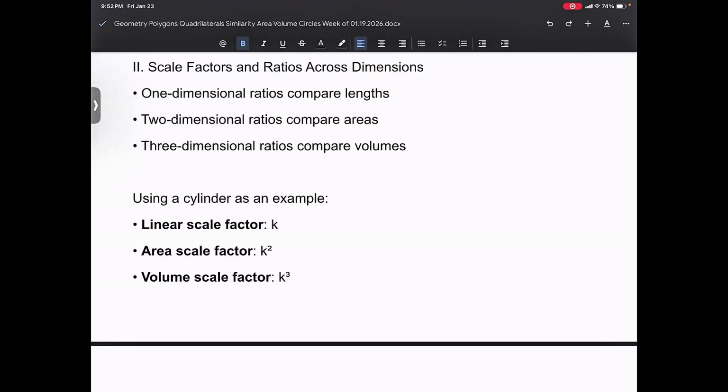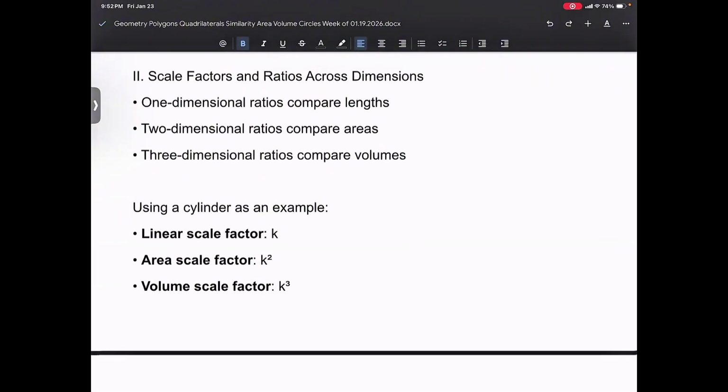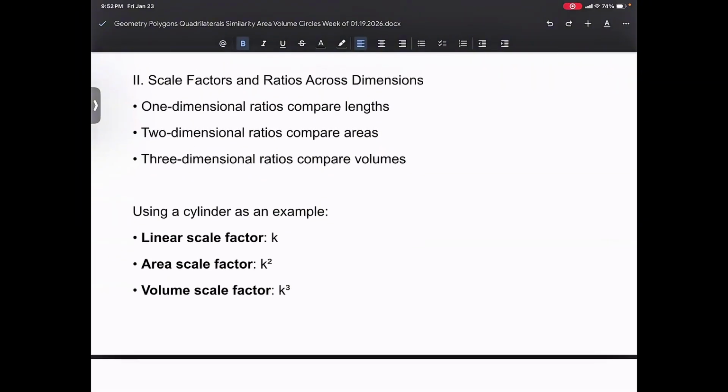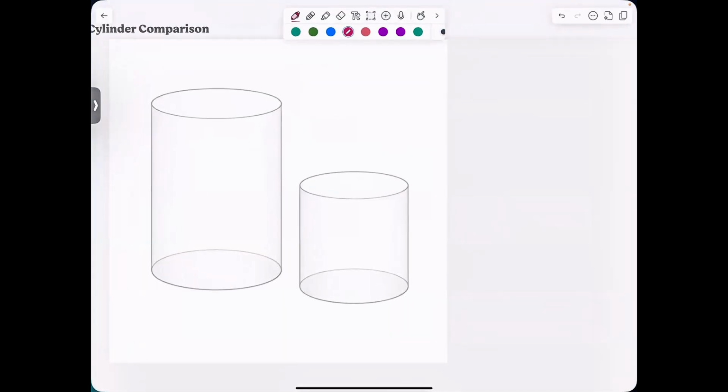Okay, so of course we know area is 2-dimensional, and volume is 3-dimensional, as I outlined right here in the handout. So yes, 1-dimensional ratios compare lengths, 2D ratios compare areas, and 3-dimensional ratios compare volumes. I'm just doing a comparison on cylinders, and I don't have values there, but I can easily say 2 and 6, 2 and 6. So that's a 3-to-1 ratio, right?